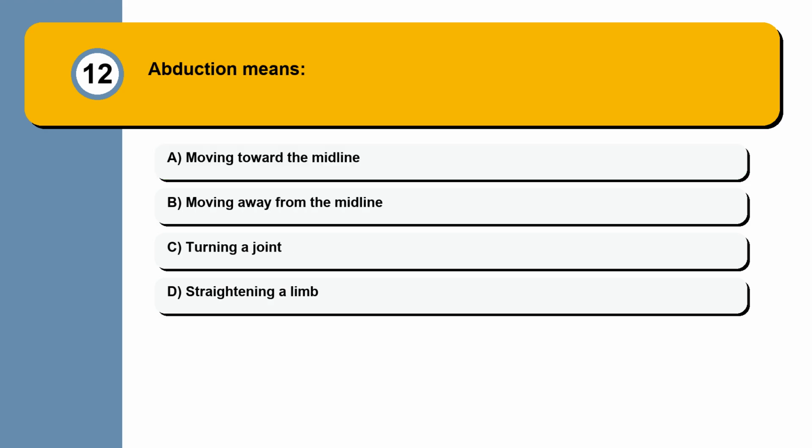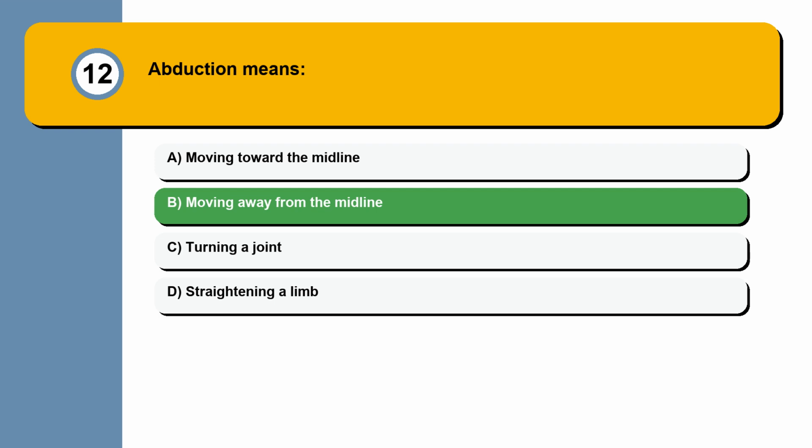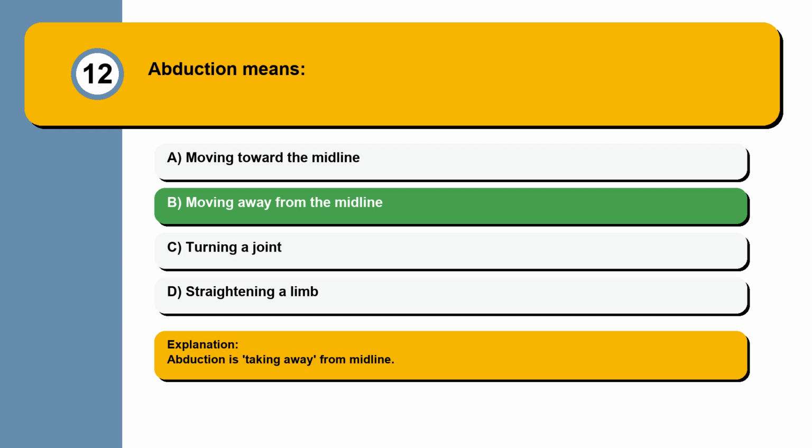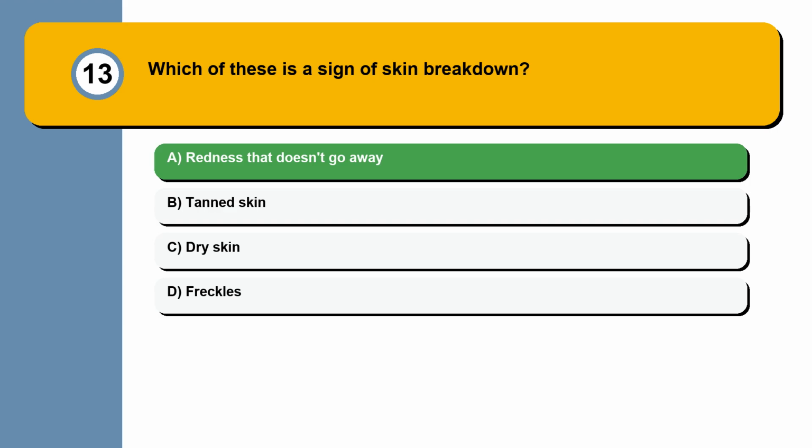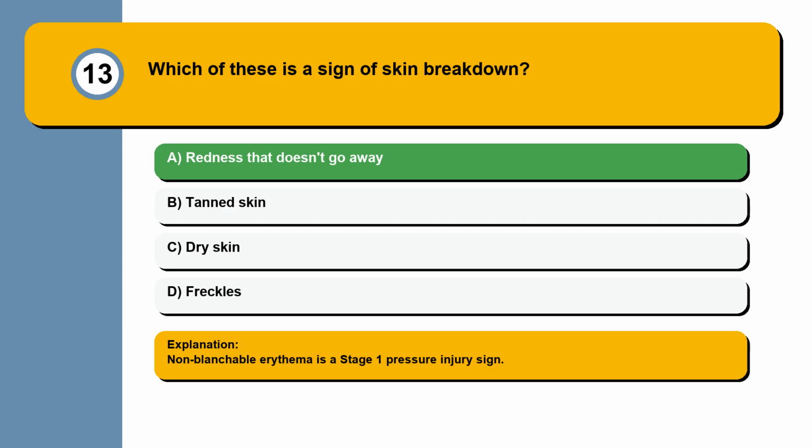Question 12. Abduction means moving toward the midline, moving away from the midline, turning a joint, straightening a limb. Abduction is taking away from midline. Question 13. Which of these is a sign of skin breakdown? Redness that doesn't go away. Tan skin. Dry skin. Freckles. Non-blanchable erythema is a stage 1 pressure injury sign.